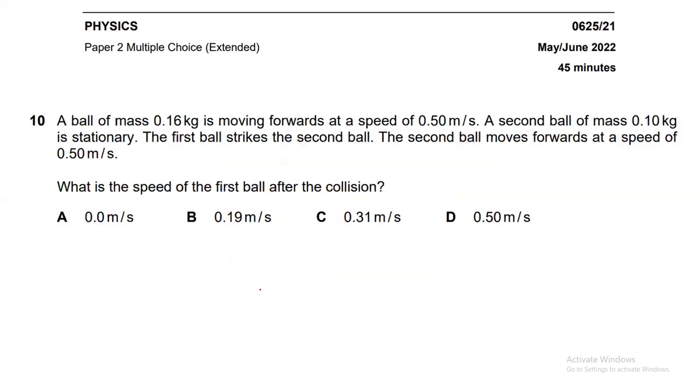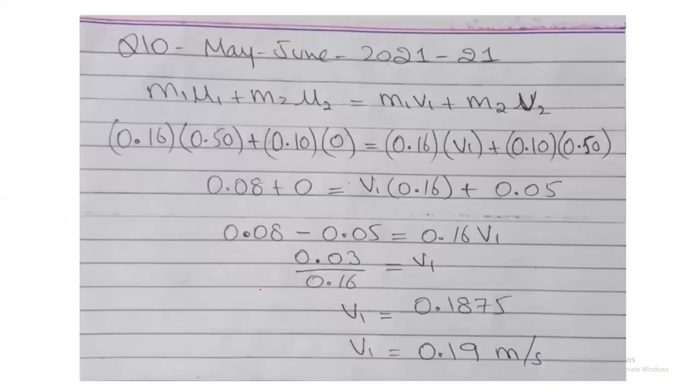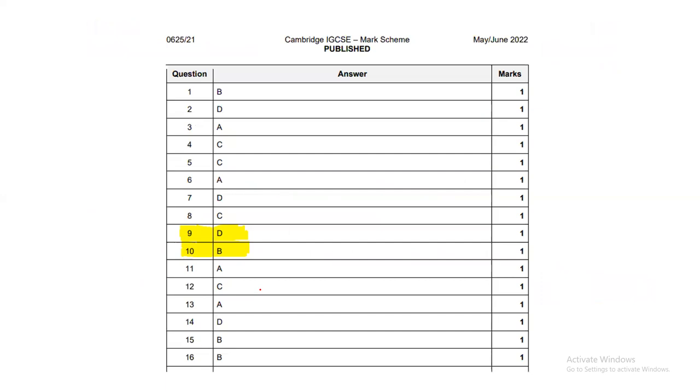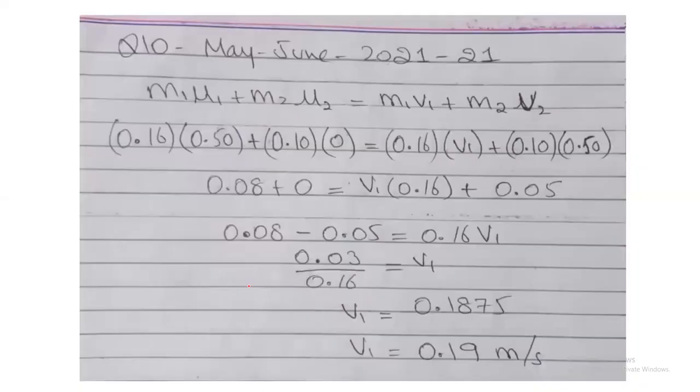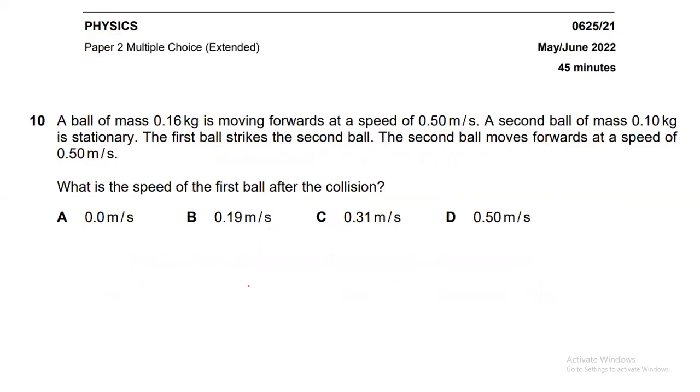So I think for question number 9, D is the right option, sir. Question number 9, you can see D is the right option. May, June 2022 2-1 paper, question number 10.